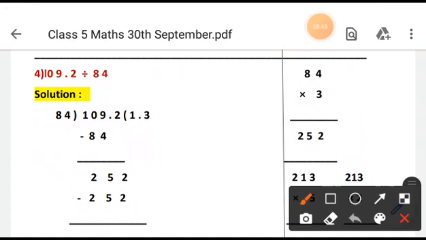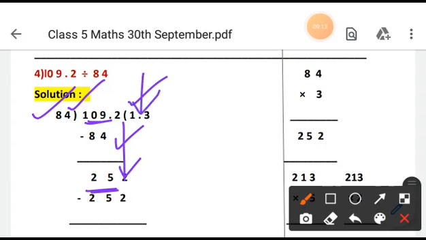Now next one you have 109.2 divided by 84. Children, here see this, the integer part you have 109 which is greater than 84. So you can divide. It is going by 1. So 84 into 1, that is 84. Remainder is 25. Now you need to bring down this 2. But since 2 is present after the decimal point, you will have to put the decimal point here also in the quotient part.